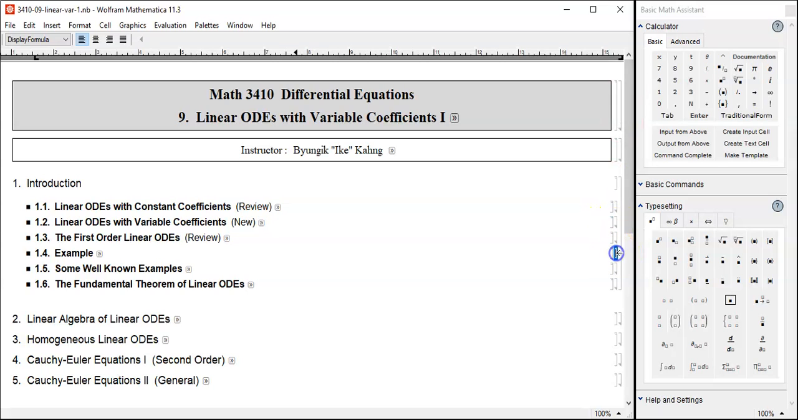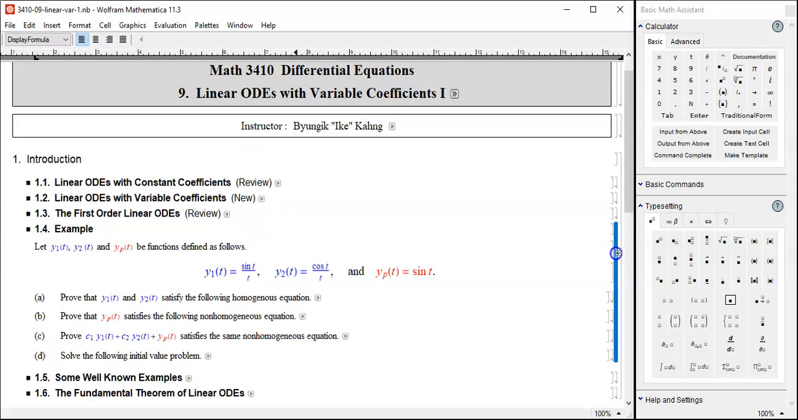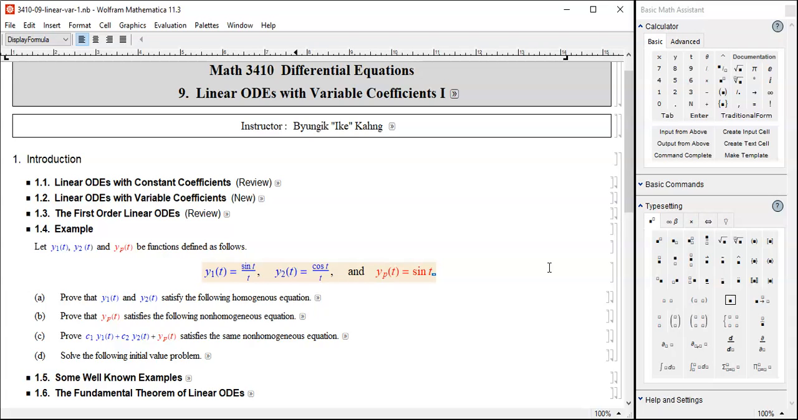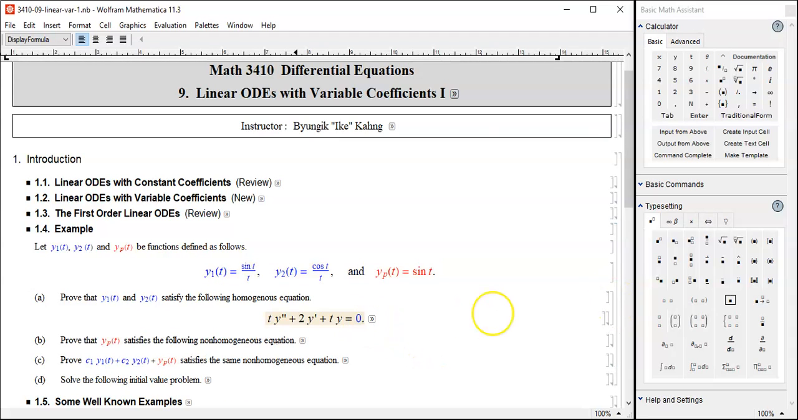Okay, so much for the background, and let's have some example. Let's keep it simple. Let's consider these three functions, y1, y2, and yp: sin t over t, cos t over t, and sin t. Prove that y1 and y2 satisfy the following homogeneous equation. That's not too difficult. All you have to do is to take the derivatives and then plug those in. To take the derivative, okay, use quotient rule. Second derivative, another quotient rule, so it's going to be a messy computation, but elementary. Put those in and yes, you're going to get the solution.